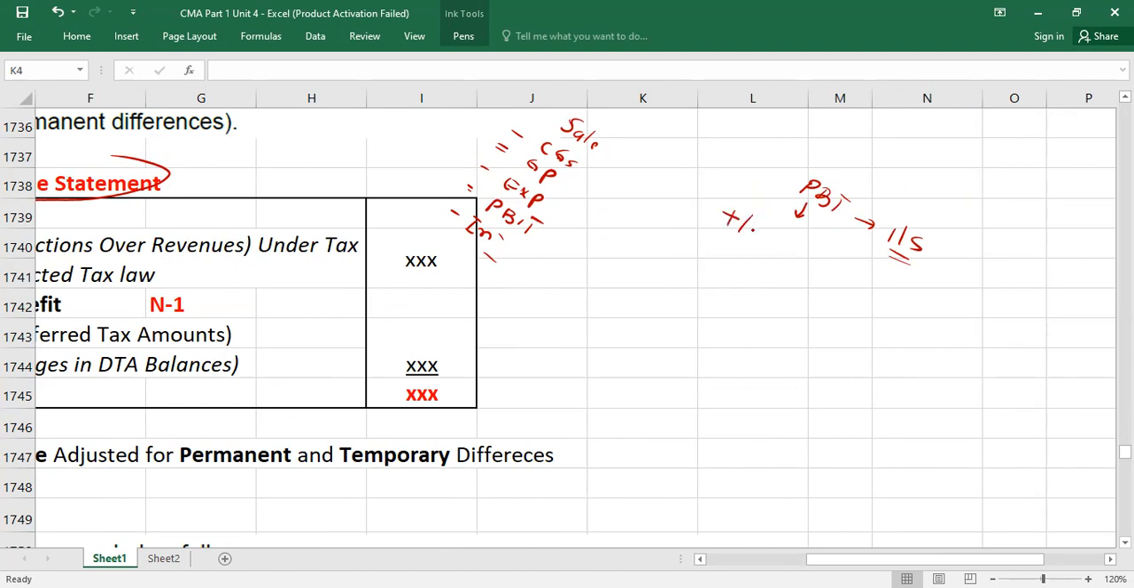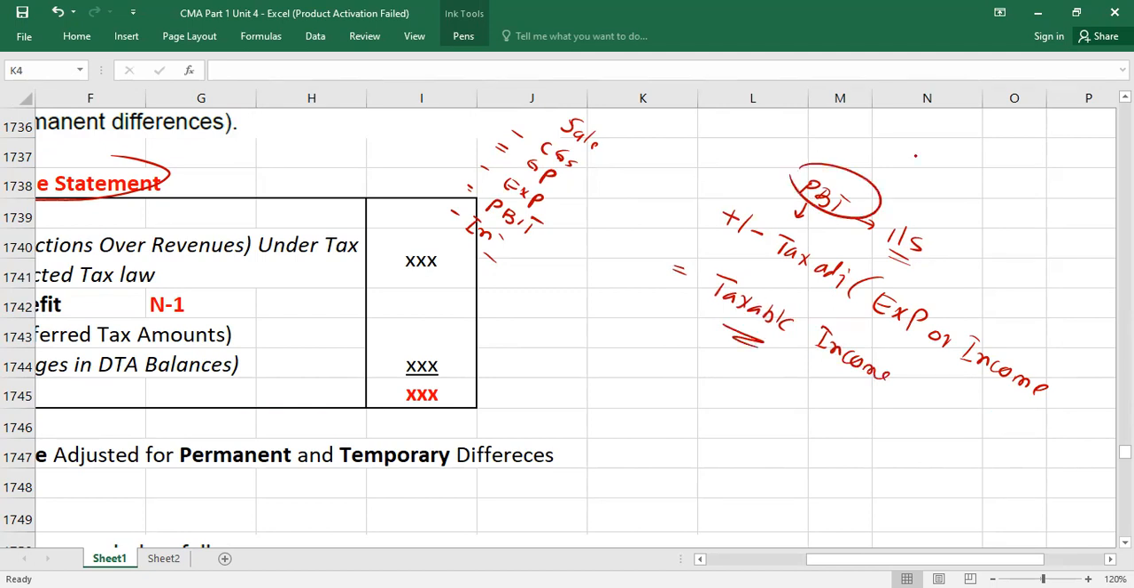So we will add or subtract certain expenses or income as per tax law. It means we make tax adjustments, which relate to expenses or income, both. Then we get taxable income. Please remember, I'm saying it one more time: how is taxable income calculated? We always take profit before tax, and then we adjust this profit before tax as per tax adjustments.